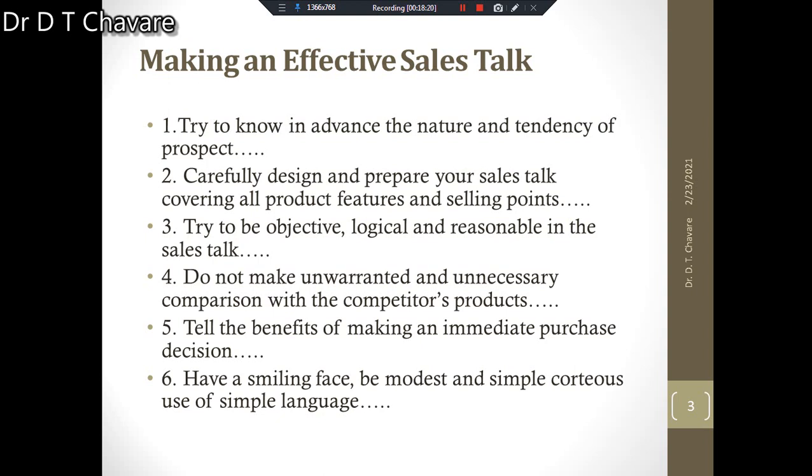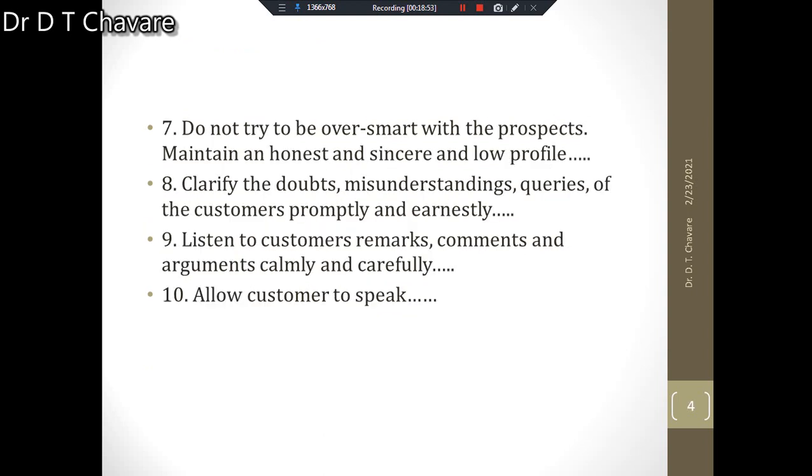Maintain your attitude. Have a smiling face when you are making dialogue with the customer. Be modest and simple, courteous, and use simple language. Don't use jargon. Don't use technical words. Don't use long descriptions. Don't try to be oversmart with prospects. Maintain an honest, sincere and low profile.